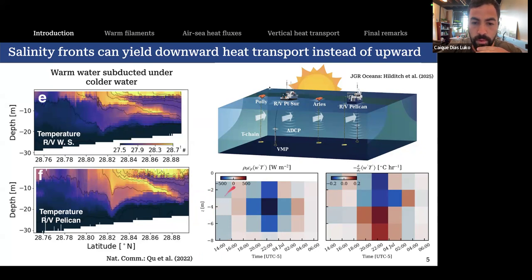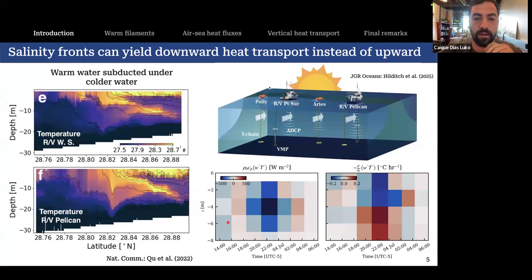Over one inertial period, we measure the actual vertical heat transport at these fronts. And we see that sometimes it can go down to minus 500 watts per meter squared, which is as strong as RCT fluxes. And this leads to a cooling rate of 0.2 degrees Celsius at the peak. So this is one way that salinity fronts can kind of revert the process of vertical exchanges.